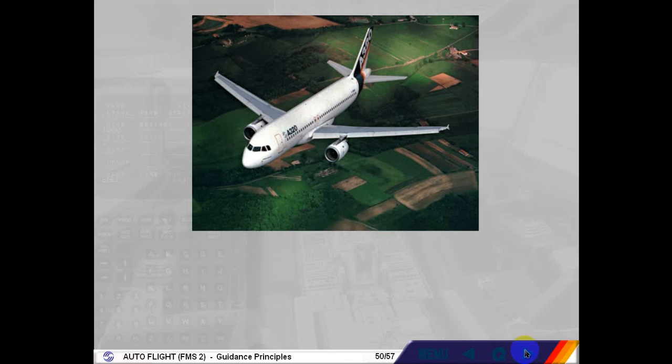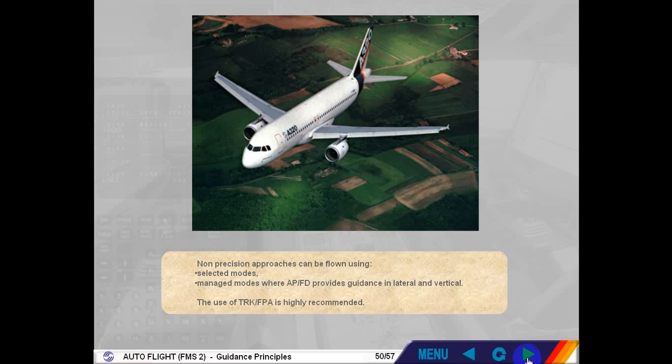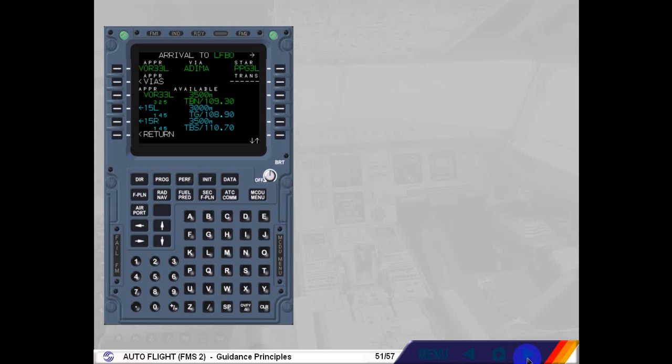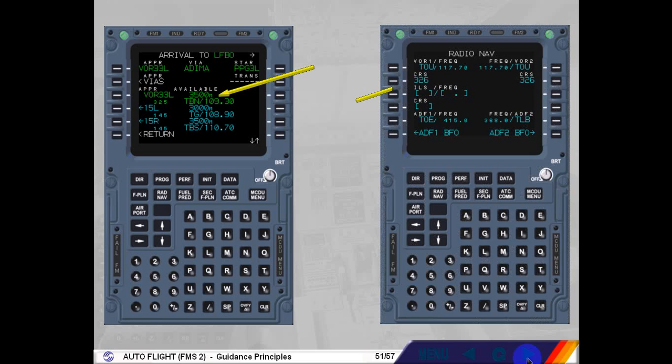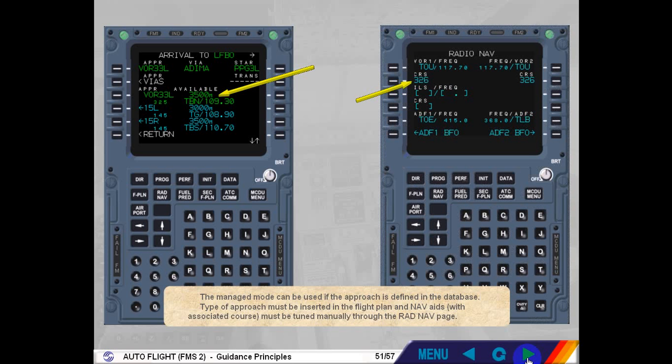Non-precision approaches can be flown using selected modes, or managed modes where autopilot flight director provides guidance in lateral and vertical. The use of track flight path angle is highly recommended. The managed mode can be used if the approach is defined in the database. Type of approach must be inserted in the flight plan and navaids with associated course must be tuned manually through the radio navigation page.